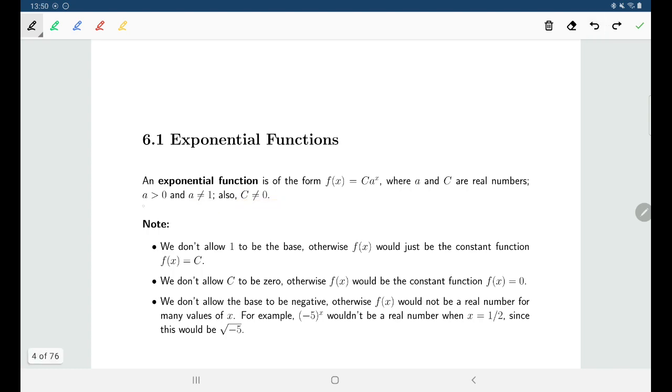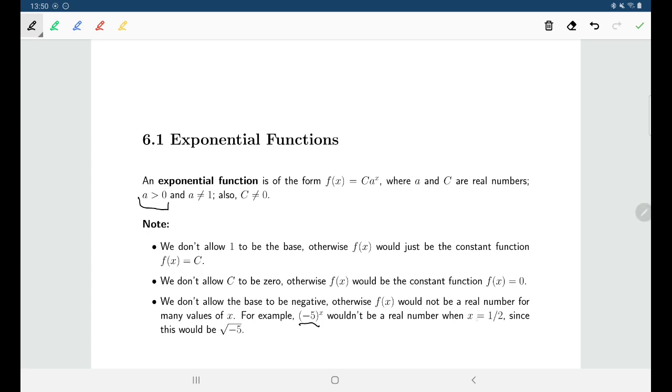And the other restriction, that a is positive, is because otherwise, if we had a base that were negative, then there would be many instances where the exponential function wouldn't be a real number. And the example that I have here is this. If you had a base of negative 5, then negative 5, for example, to the power of a half, we know that that's not a real number because that would be the square root of negative 5. So that means that f of x, if you did allow the exponential function to have a base that was negative, would have values where f of x is not a real number.